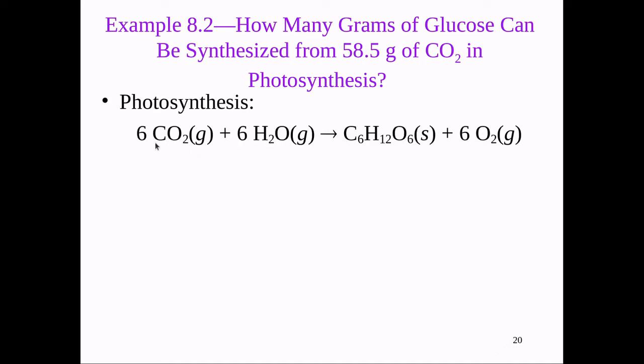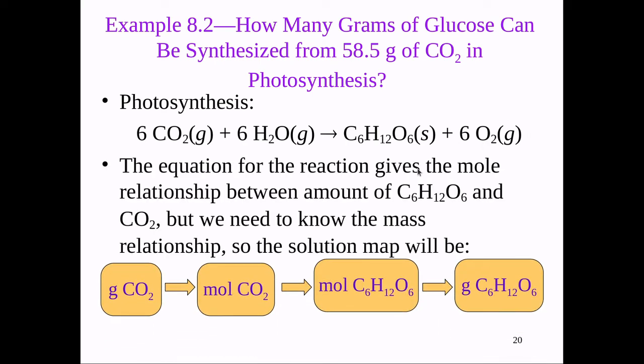So if we take photosynthesis, for example, right? Remember, we're producing a carbohydrate, so we're going to take carbon and we're going to hydrate it. The relationship for the reaction gives the mole relationships between the amount of glucose and CO2, but we need to know the mass relationship. So the solution map will be, we're going to go from the grams of CO2, right, because that's what we're being given in the problem here. So we're solving the problem. How many grams of glucose can be synthesized from 58.5 grams of CO2 in photosynthesis?